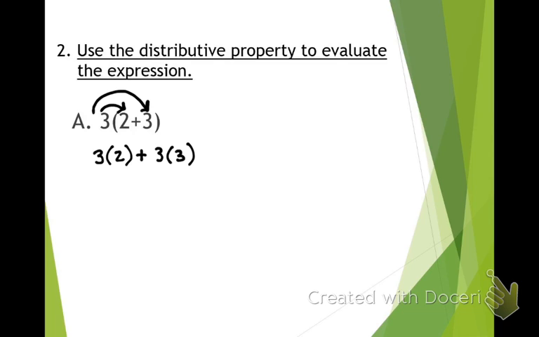All right, so let's work from left to right. What is 3 times 2? 6. Drop down your plus sign. What is 3 times 3? 9. And what is 6 plus 9? 15. All right, that is how you do distributive property.